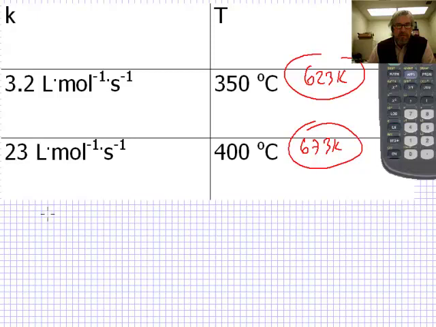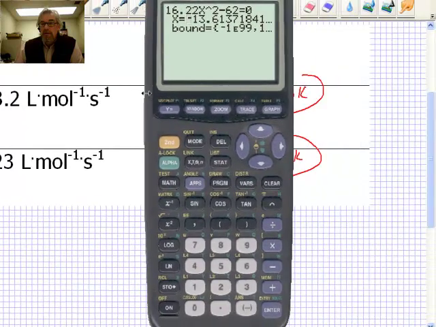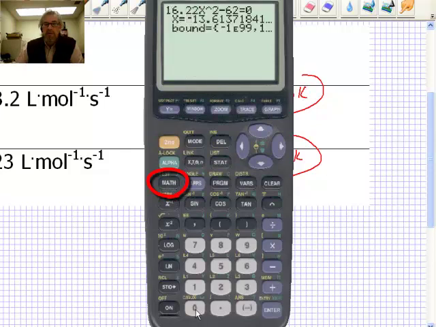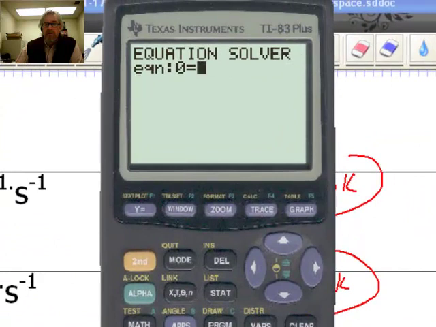So let's take a look at our calculator. How you get to your solver is you push the math button, and then option 0 actually is the solver. You may already have something in your solver. If you do, you just arrow up until you have something that looks like this: 0 equals something. And if there's anything in there, just hit clear and it'll disappear. Now, the equation solver wants every equation in the form 0 equals the rest of the equation. So let's convert the Arrhenius equation so that it fits that mode.